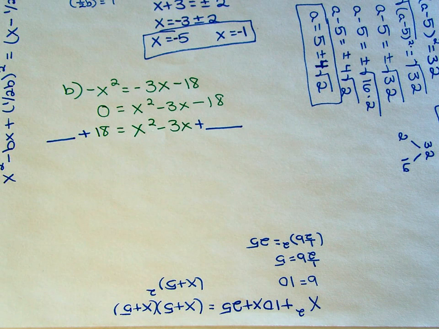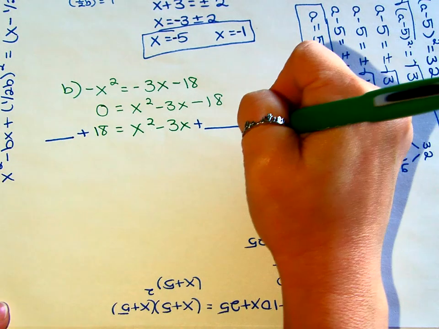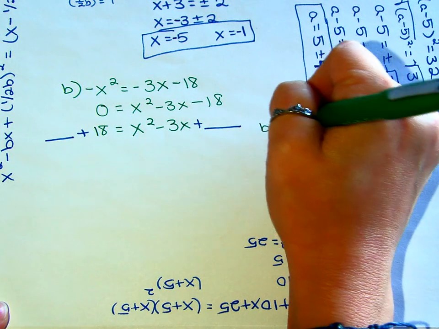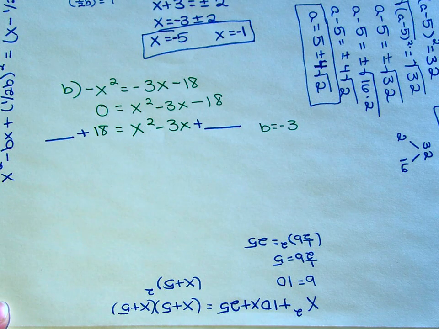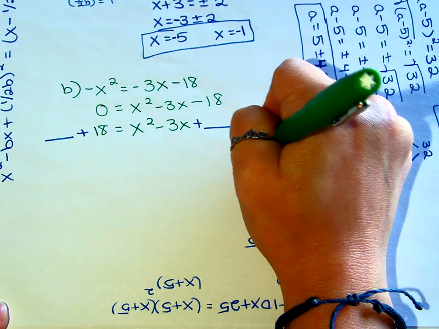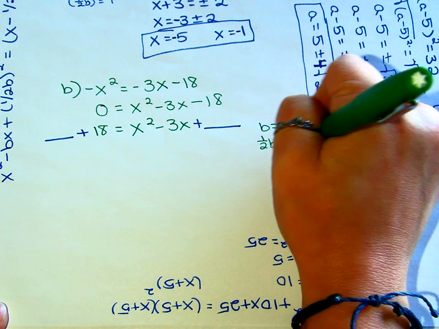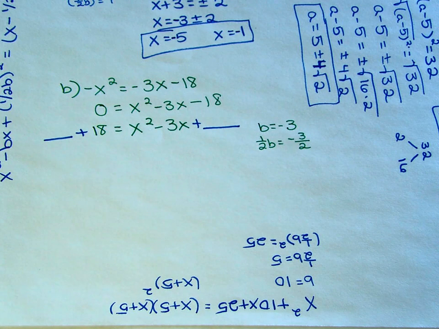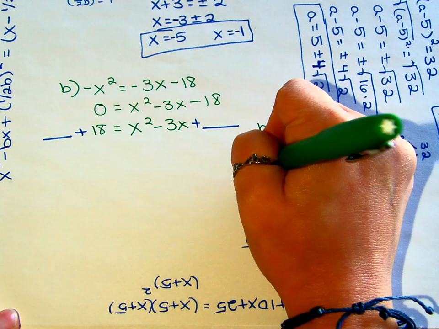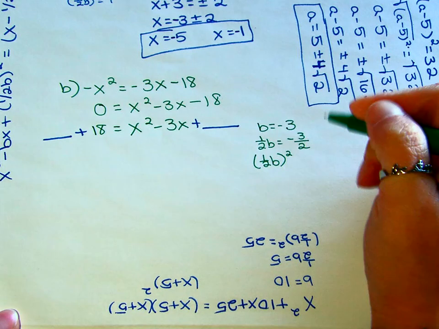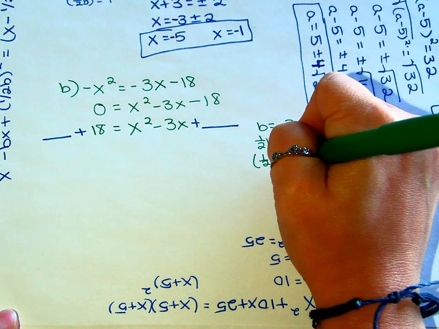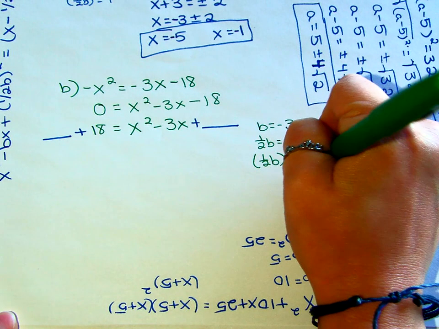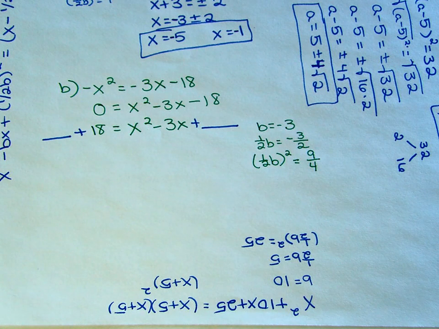So I'm going to make my list, because b in this case is -3. So 1/2 times b would be -3/2. You can have fractions. Fractions are your friend. And then 1/2 b squared is where I'm taking -3/2 times -3/2, giving me a positive 9/4. That's what goes in my blank, is a 9/4.